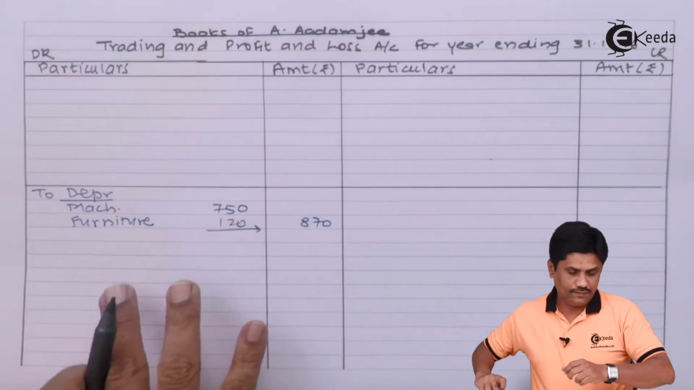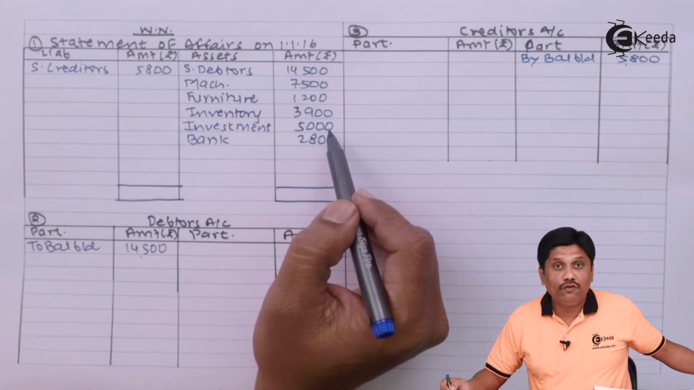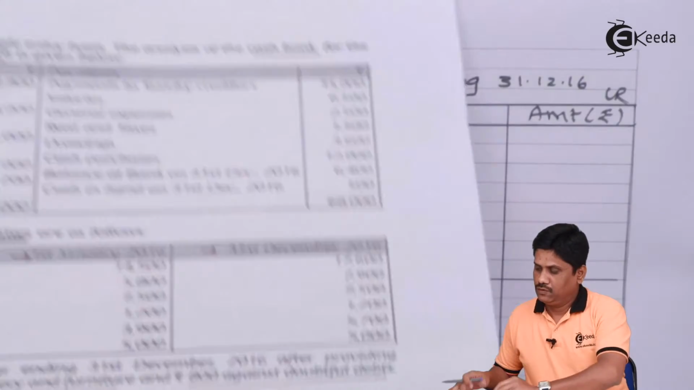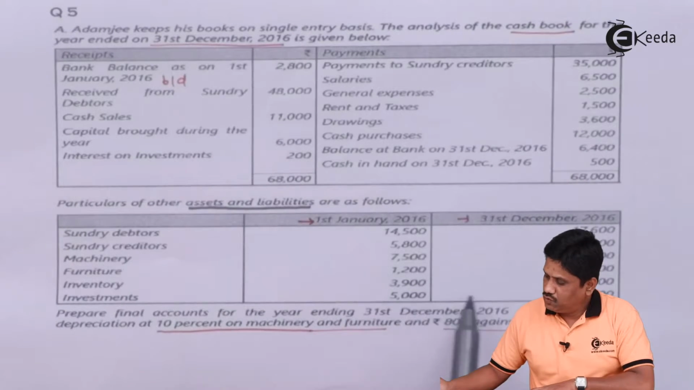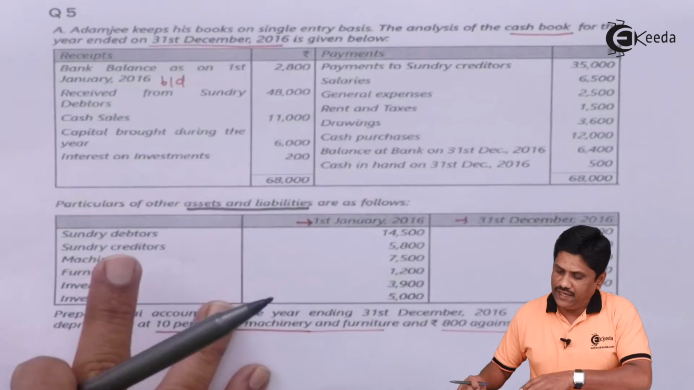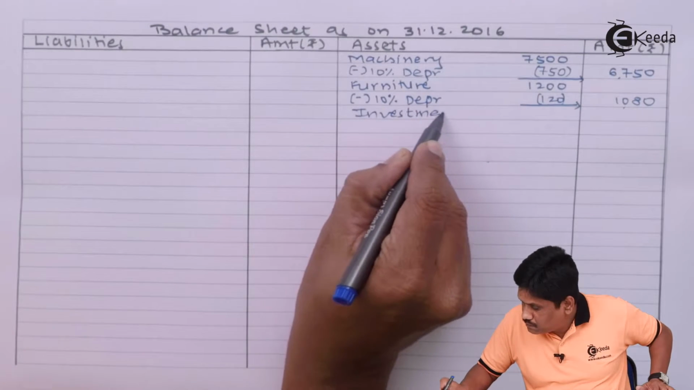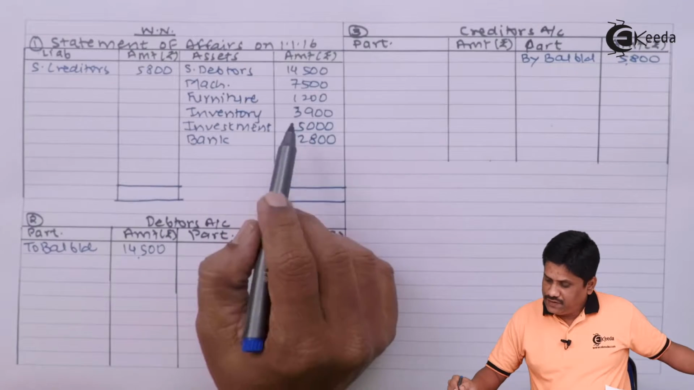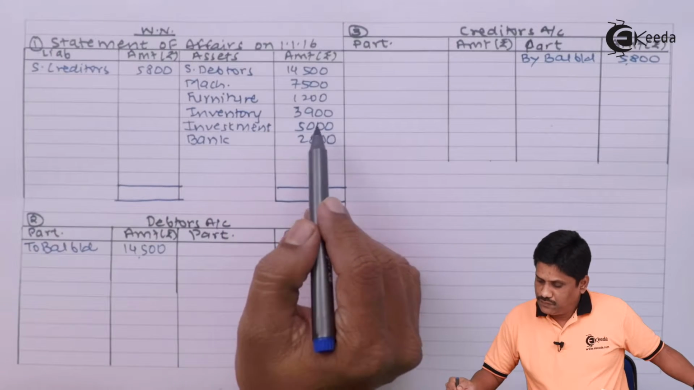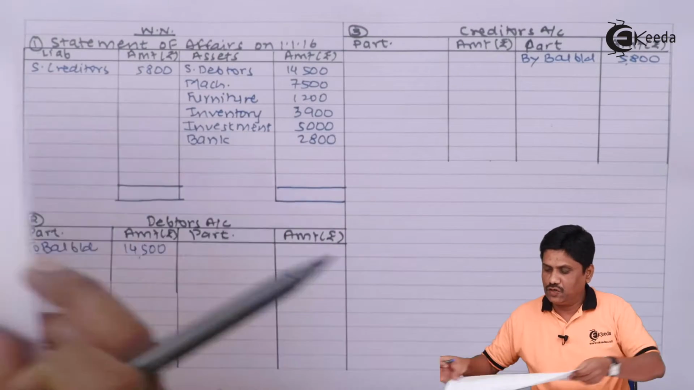Next amount, they have given you investment of 5,000. You can check the question. There is no change in the investment, so I am just copying it as it is in the current year's balance sheet. Next amount is inventory 3,900. I am writing it as opening stock.